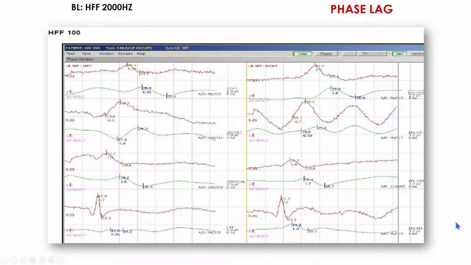The red was done at a high frequency filter of 2000 Hertz. I changed the high frequency filter to 100 Hertz. And you can see how it just shifted out those waves and flattened them out. Yeah, they look a little prettier. You don't have all this jaggedy stuff in them. However, you're giving up amplitude and you're giving up latency when you mess with the filters.